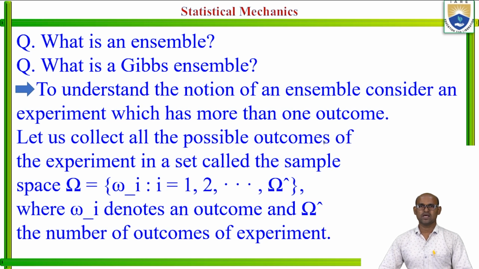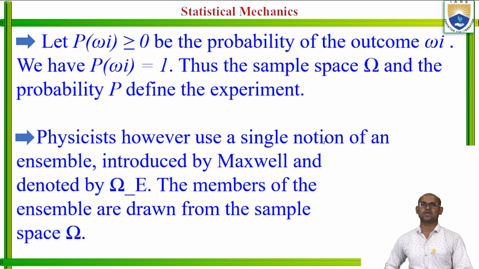To understand what an ensemble is, consider an experiment which has more than one outcome. We collect all the possible outcomes of the experiment in a set called the sample space. So we are considering an experiment whose output is not just one; there can be more than one outcome, and we are collecting all the outcomes of this experiment in a set, and we call this set the sample space.